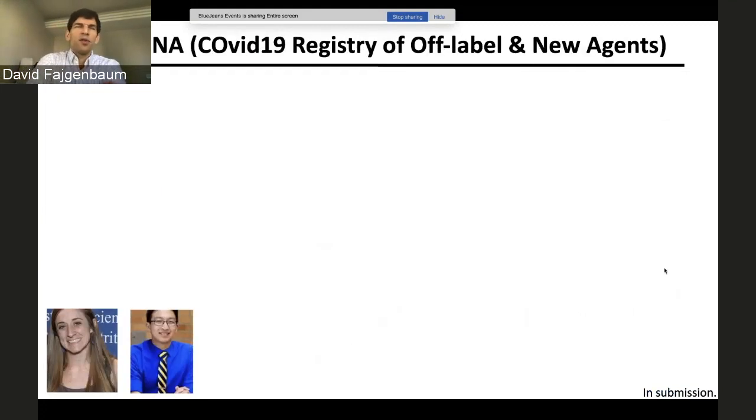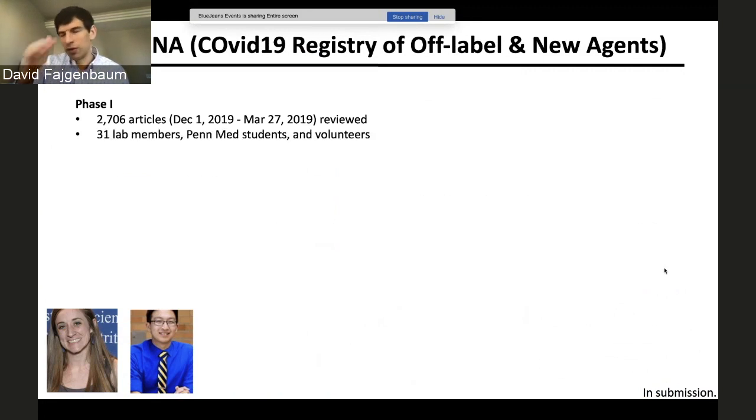So my research lab recently decided to pivot to try to contribute our experiences from cytokine storm disorders and drug repurposing towards COVID-19. We started what we call the Corona Project, and that's the COVID-19 Registry of Off-label and New Agents. Phase one of that project was reviewing through 2,700 articles. We assembled a team of 31 volunteers who read through the 2,700 articles, which took collectively about 1,000 hours of work between my lab members, PenMed students, and volunteers.